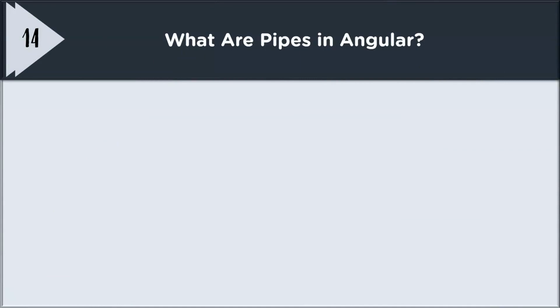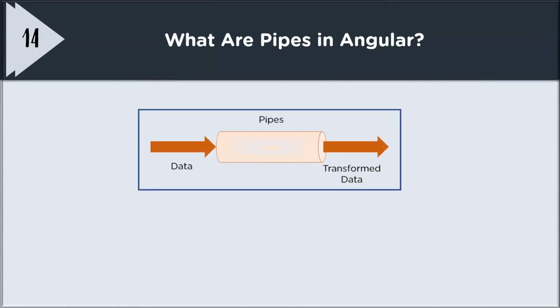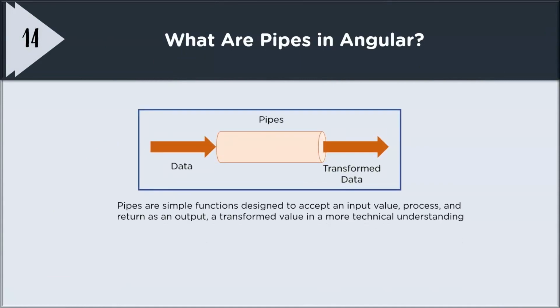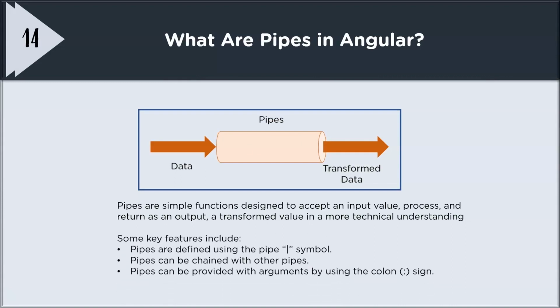Next up, what are pipes in Angular? Now, pipes are simple functions that are designed to accept a particular input value, process this value, and return an output which is a transformed value. Angular supports several built-in pipes. However, you can also create custom pipes that cater to your needs. But to speak about a few salient features, pipes are defined using the pipe symbol. Pipes can be chained with other pipes, and pipes can be provided with arguments by using the colon sign.